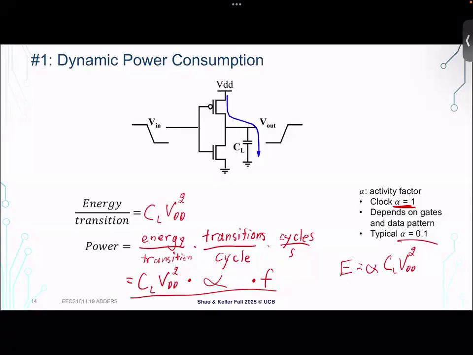And in practice, to derive alpha, what we typically do is simulate some real workload of interest on our digital system, and then count for every node how many times it toggled, and average that out to get the alpha per cycle. So alpha is not universal for a whole design. It's going to be different for every node in your system.